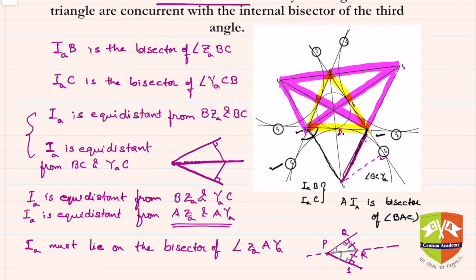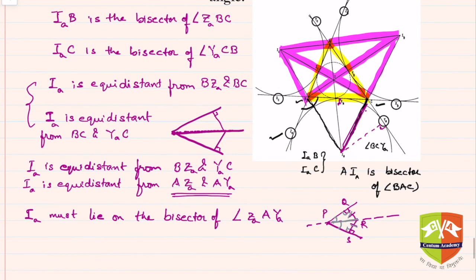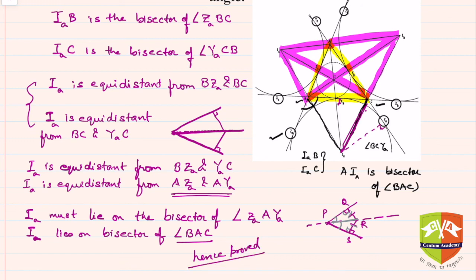So hence we prove that IA must lie on the bisector of angle ZAAYA. And what is it? It is nothing but IA lies on the bisector of angle BAC. Hence proved. That means all the three bisectors, two external angle bisectors and the third angle's internal bisector, are all concurrent. So this is a very interesting theorem.